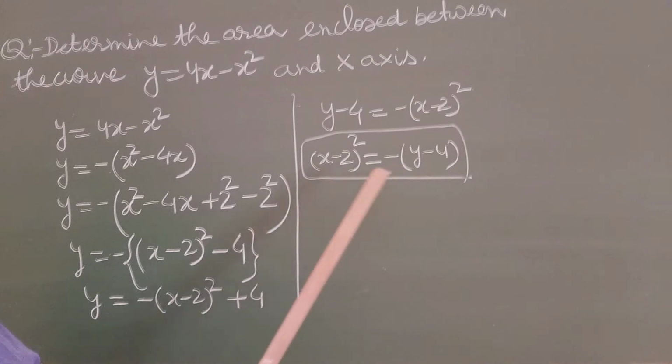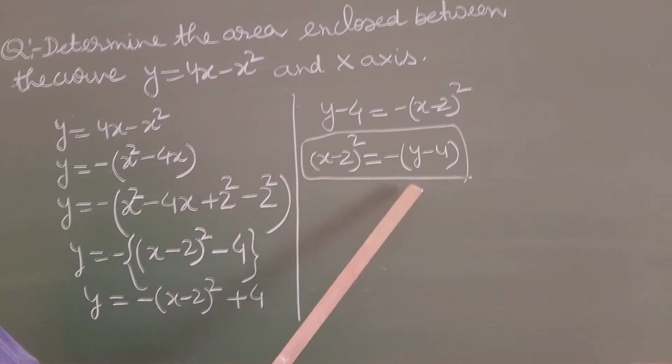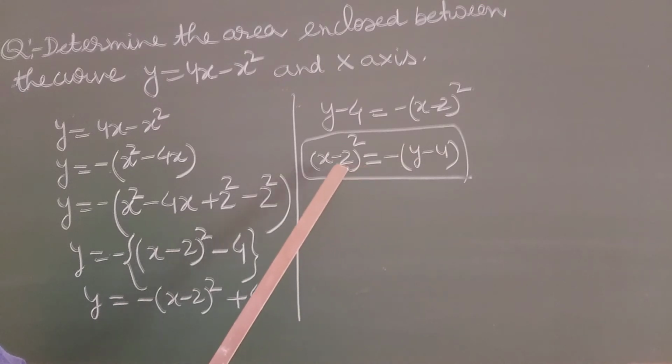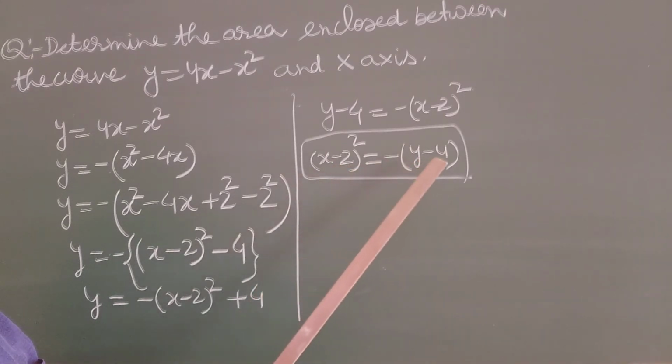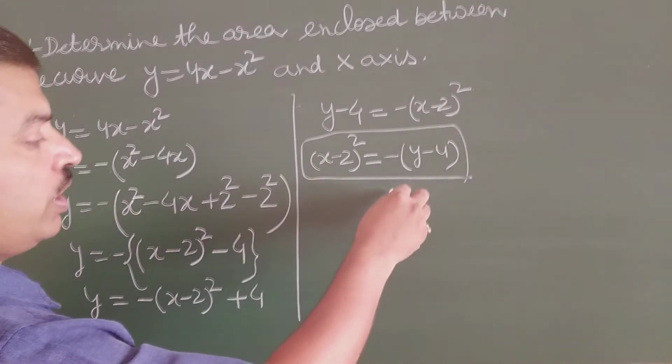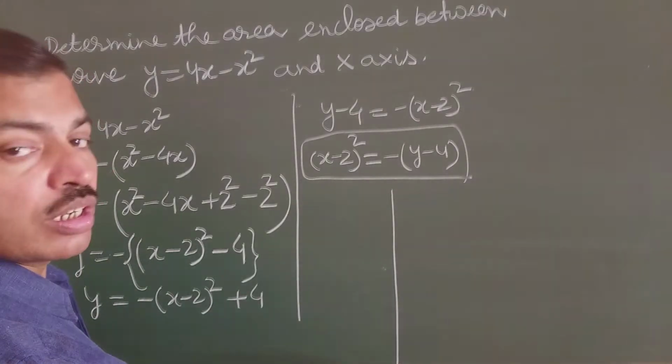So it is the parabola, correct? And its center will be 2, 4, and this minus sign tells us it is a downward parabola with vertex 2, 4. So let us draw its figure.